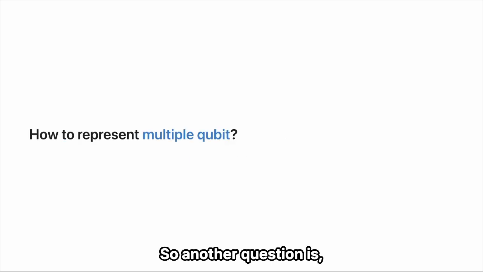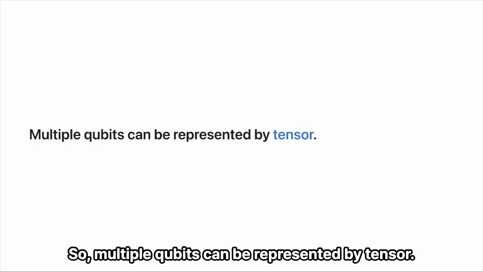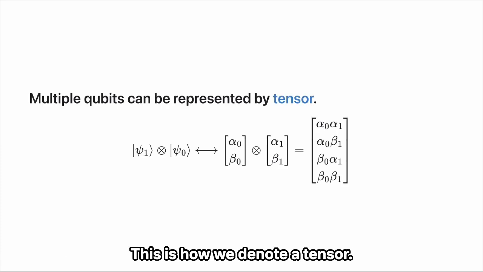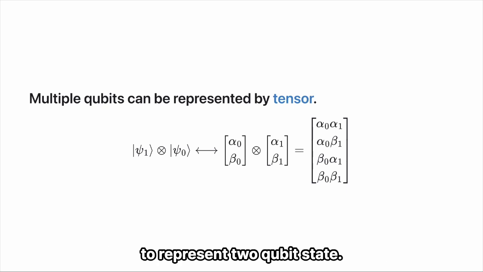So another question is, how do we represent multiple qubits? Multiple qubits can be represented by a tensor. This is how we denote a tensor. So for example, let's say we have two qubits whose quantum information is stored and represented as psi 0 ket and psi 1 ket. And let's say we take the tensor product to represent the two-qubit state.